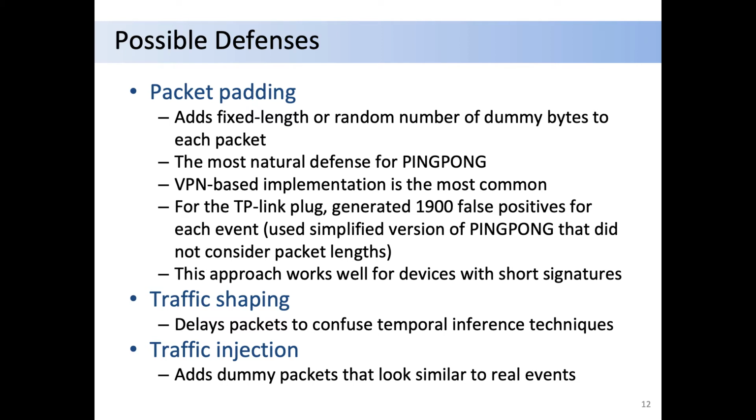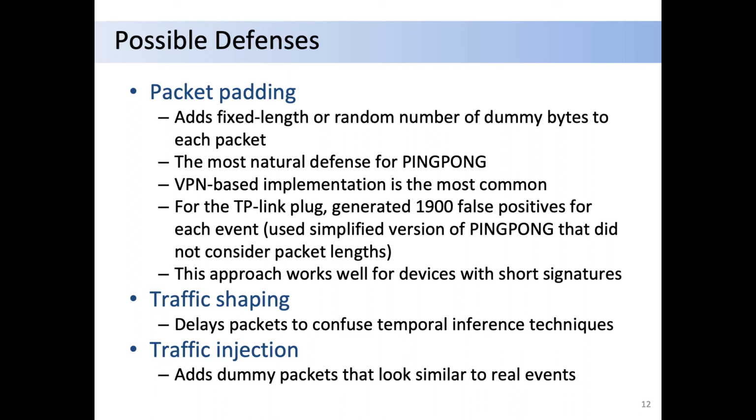The most obvious defense for PingPong is packet padding, because PingPong relies on the actual packet lengths to determine unique signatures. So in packet padding, you'll add a fixed length, or a random number of dummy bytes to each packet. And they use a VPN-based implementation, so basically as traffic leaves the device or enters the network, you're going to pad the packets at that point.